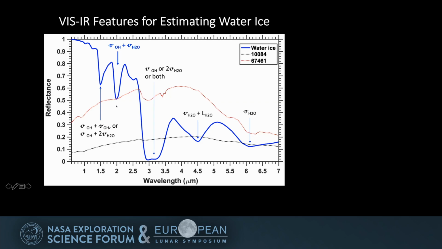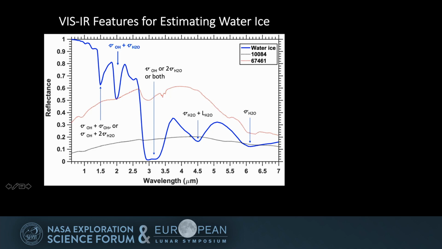And another one is also very strong. That's near 2 micron. This is due to the combination of OH stretching and the molecular water bending. So if you see a 2 micron feature like this, it can tell you the presence of molecular water. So that's the focus of the study. We're going to use the 2 micron feature. And again, the 1.5 micron can also be caused by both hydroxyl or molecular water, so it's not unique to identify molecular water.